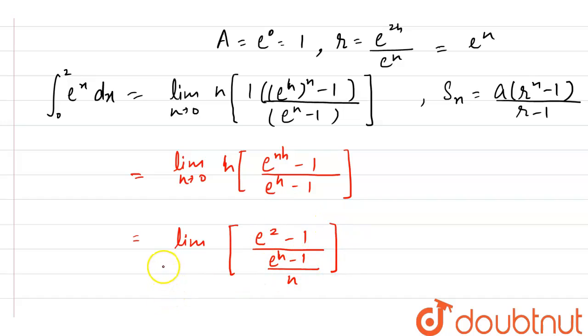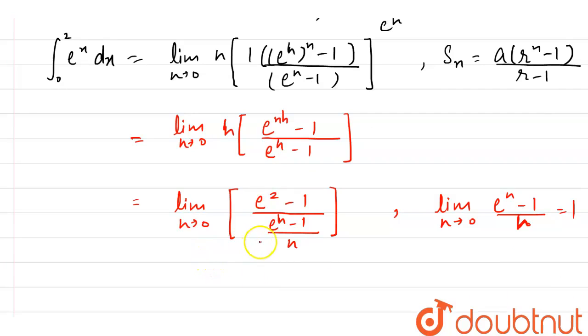And we know that the limit h tends to 0 of e raised to power h minus 1 by h is equal to 1. So this equals 1.